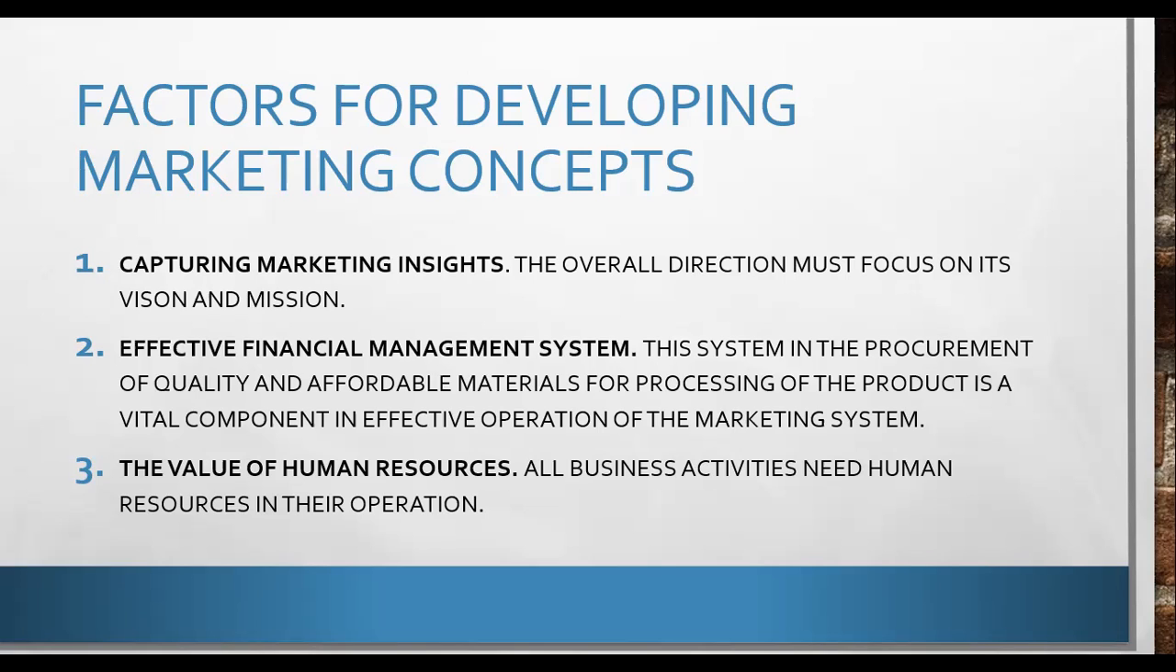So this must be the inherent philosophy of the marketing organization. So the functional areas in a marketing organization must be focused towards its ultimate set of tasks in the building of long-lasting relationships with its target market. Second is the effective financial management system. So this effective financial management system is the procurement of quality and affordable materials for processing of the product, a vital component and effective operation of marketing systems.